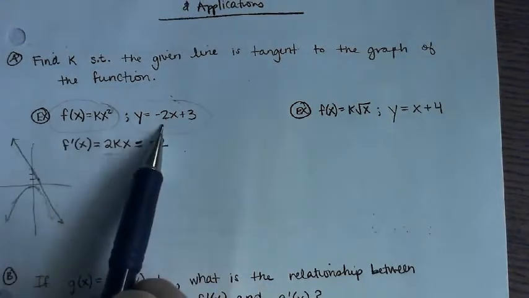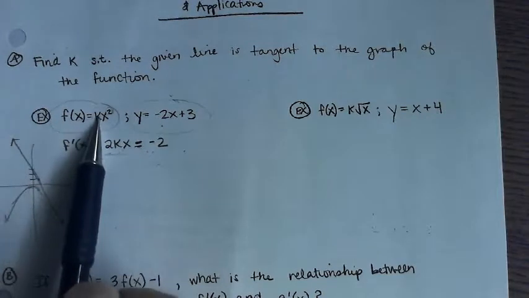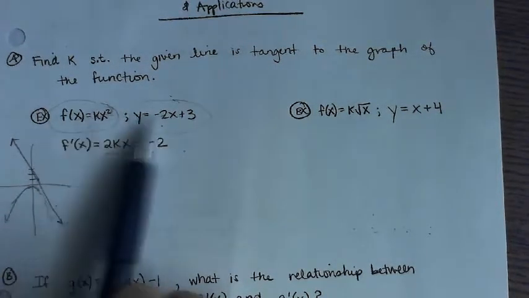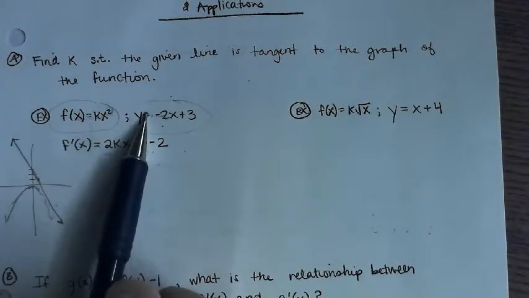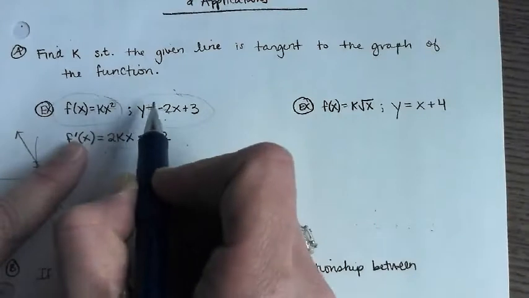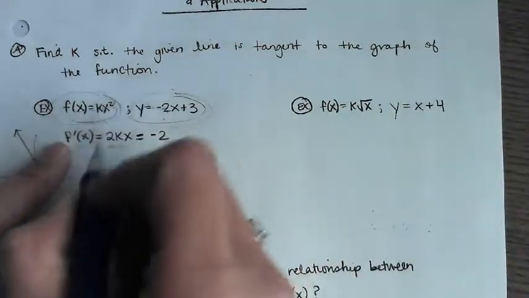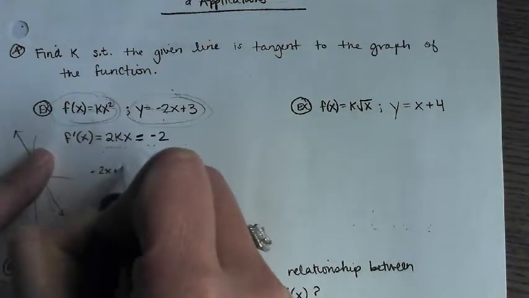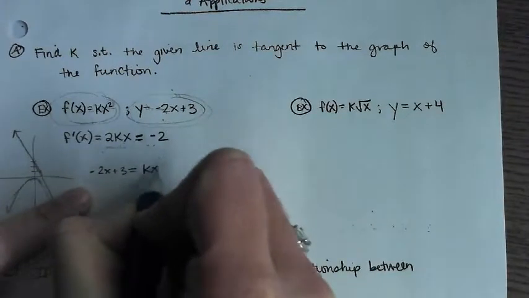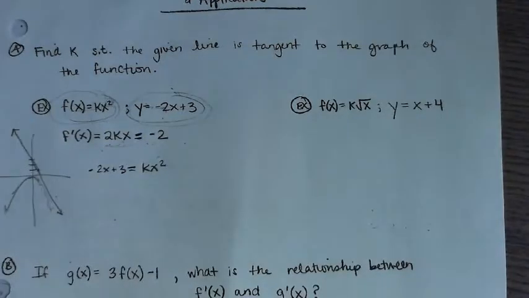The tangent line and the function have to share at least one point, right? So we essentially want to see where they're going to intersect, because that's going to be your point of tangency. So if this equals this, -2x plus 3 has to equal kx squared, there's a system for us. So we can address the 2 unknown variables part.